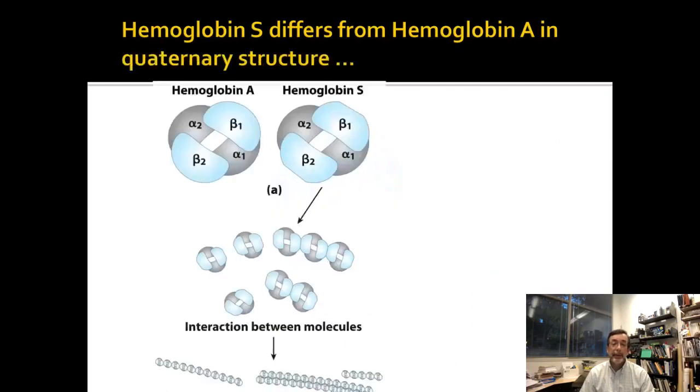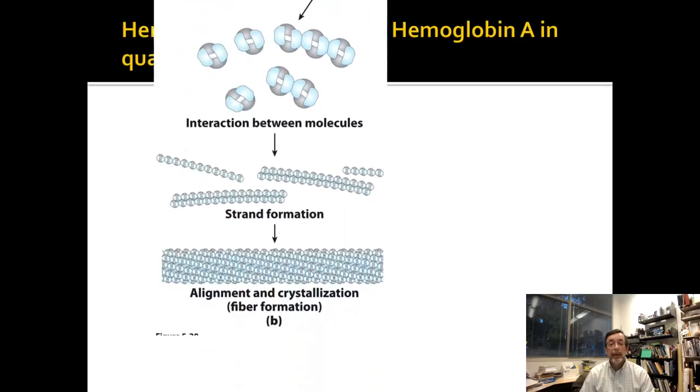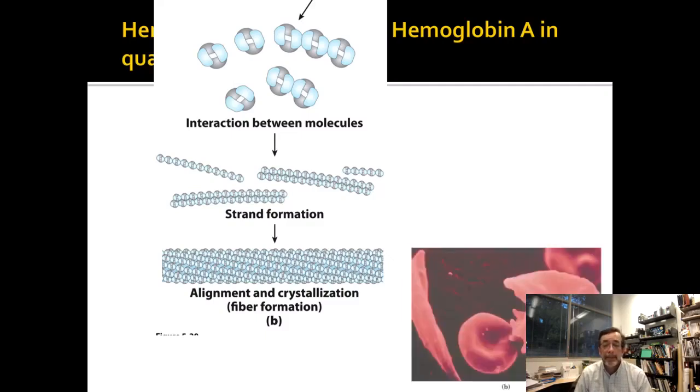So the sticky hydrophobic surface shows up on both sides. The molecules stick together. They form a strand. Enough strands form. They start to wrap around each other. They start to crystallize into a fiber. And that gets to be big enough that you can see it. That gets to be big enough that this thick fiber is forming inside the flexible red blood cell. And it starts to basically poke out of it. And that's where you get the sickle cell shape from.